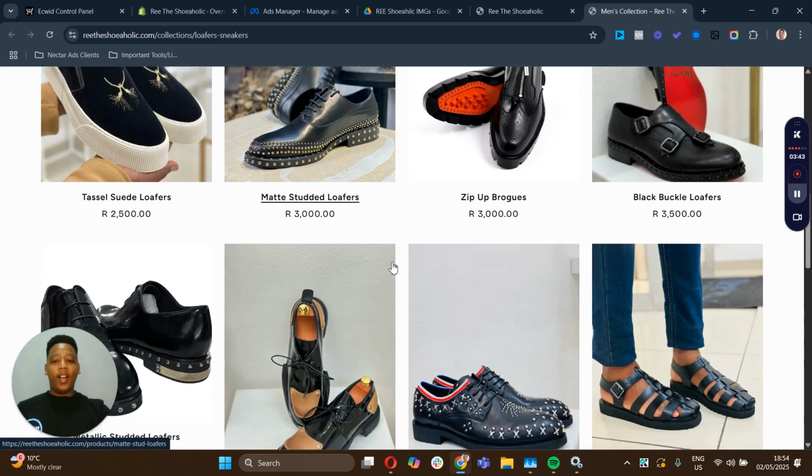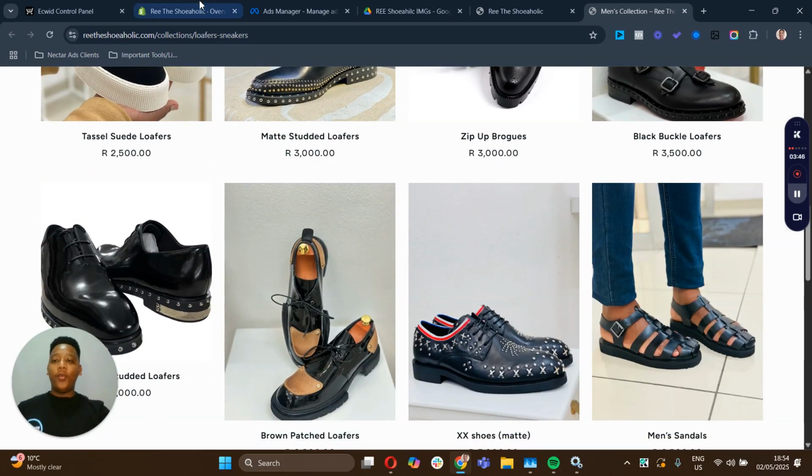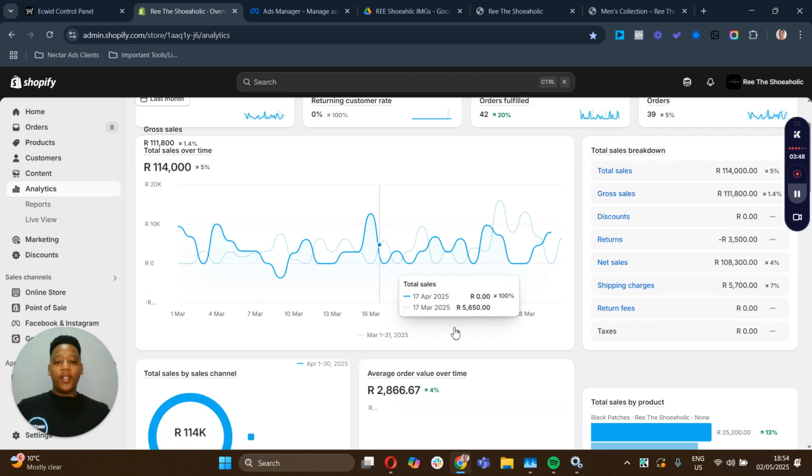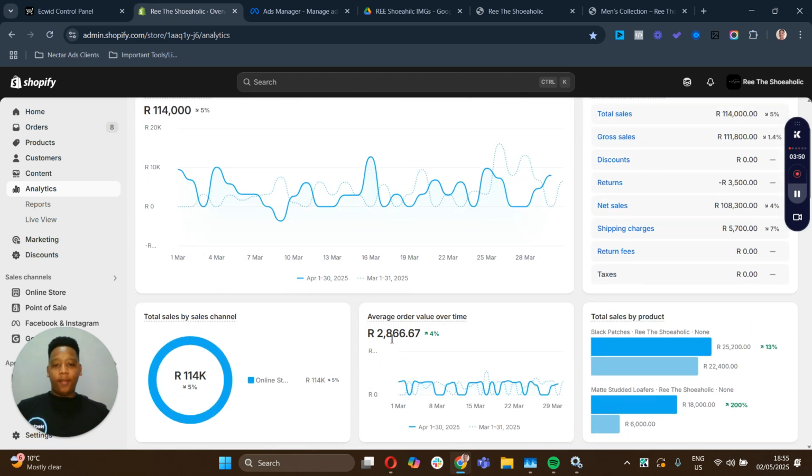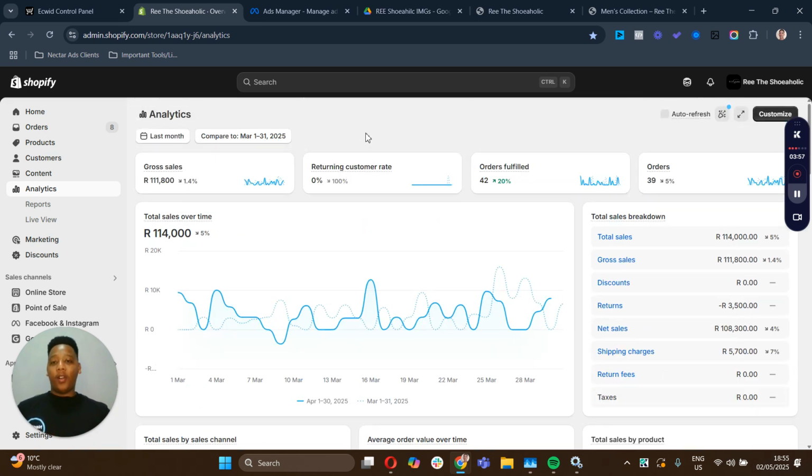So we set everything up. The average order value is around 2.7, so 2,700 rands. Yeah, actually 2,900 rands. So around 3,000 rands per pair of shoes. And they have a pretty solid profit margin.